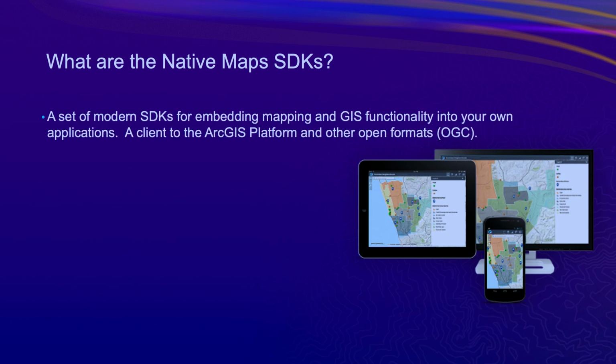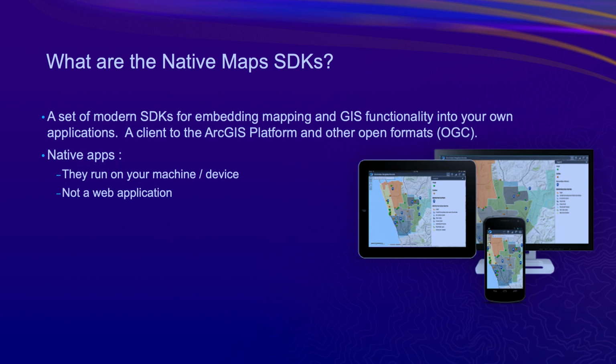So I would describe the Native Maps SDKs as a set of modern SDKs that allow you as developers to embed mapping and functionality into your own applications. So these can be a client to the ArcGIS platform, so they can consume feature services or web maps you've already created in the Esri stack. But you don't have to be bought into the Esri technology to use these SDKs, because we also support open formats as well. So you can support web feature services or web map services, for example.